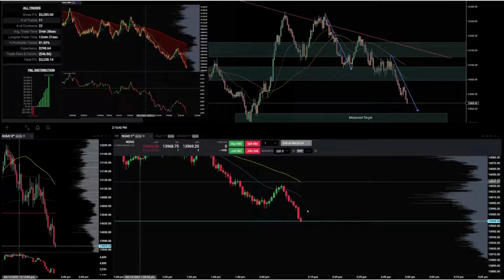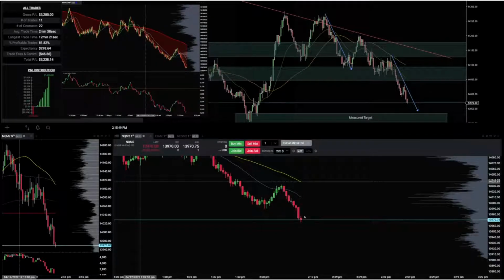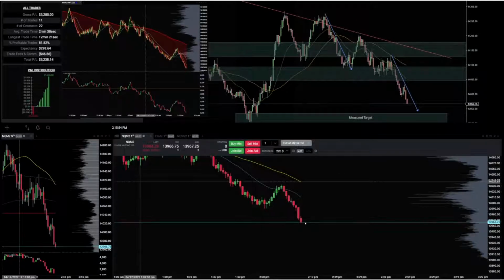But yeah, I think that move was around 1600 or something. So I think I left maybe another 2000 on the table that day, or maybe more.